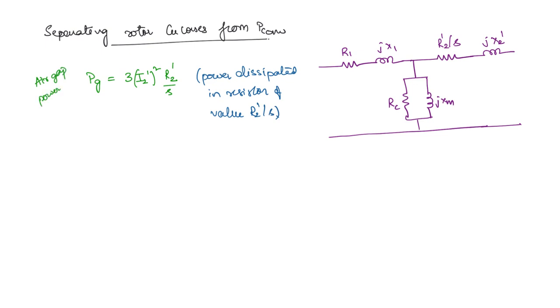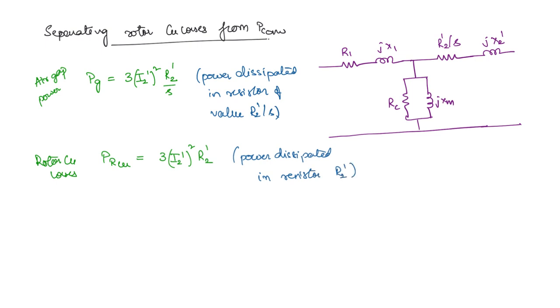Now what is the power that is available for conversion? We have to subtract the rotor copper losses from the air gap power. So what will be the rotor copper losses? PRCU, we have seen this is equal to S times PG, or the power that is dissipated actually in the resistor. Okay. So this is 3 I2 dash whole square into R2 dash. Power dissipated in resistor R2 dash.